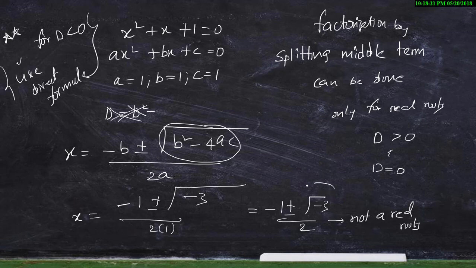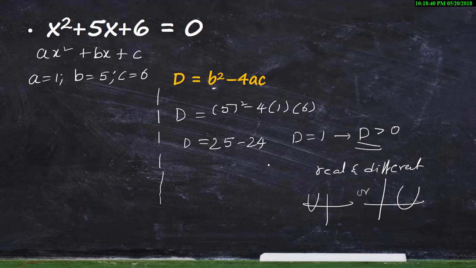Because root of -3 will not exist in real numbers, in reality. That's why we cannot find roots. Okay, so this is the topic. We'll just overview the topic what we have discussed, right?